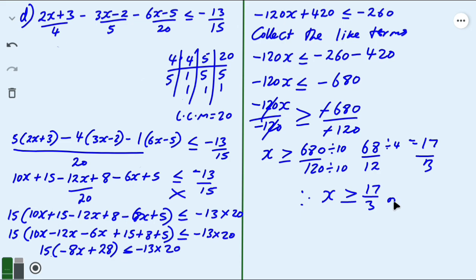We can still re-express this as a mixed fraction, and we can say 5 whole number 2 over 3. Therefore, x is greater than or equals to 5 whole number 2 over 3.